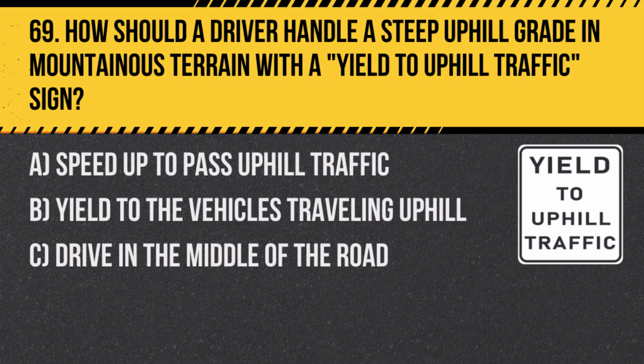Question 69. How should a driver handle a steep uphill grade in mountainous terrain with a yield to uphill traffic sign? A. Speed up to pass uphill traffic. B. Yield to the vehicles traveling uphill. C. Drive in the middle of the road. Answer: B. Yield to the vehicles traveling uphill. Uphill traffic has the right of way due to the difficulty of gaining momentum.